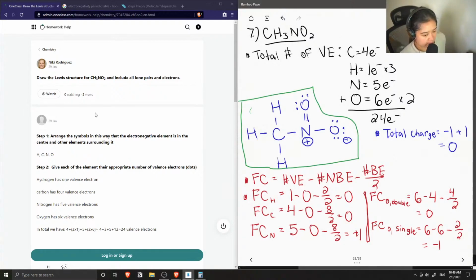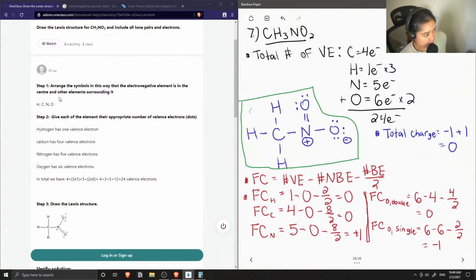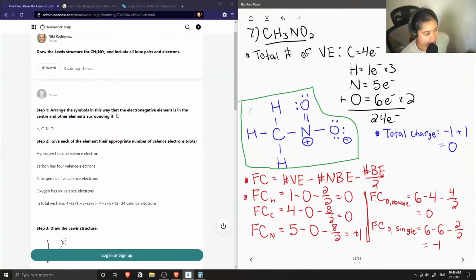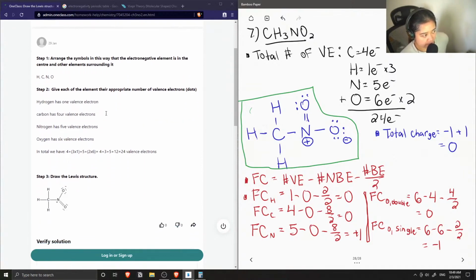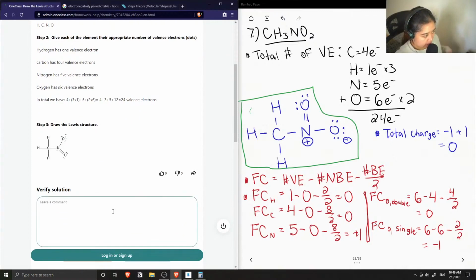And the junior tutor said that for step 1, arrange the symbols in a way that the electronegative element is in the center and other elements surrounding it. Step 2, give each of the elements their appropriate number of electrons, dots. Hydrogen has 1, carbon has 4, nitrogen has 5, oxygen has 6. And they did the math and found 24 valence electrons. Step 3 was to draw the Lewis structure. Okay, so they showed the positive charge on the nitrogen and the negative charge on the single bonded oxygen. So this solution is correct.